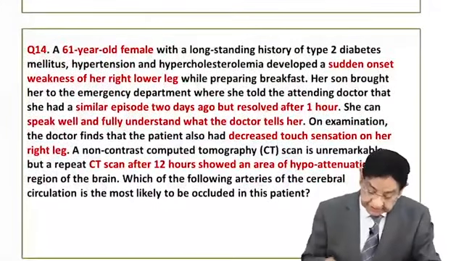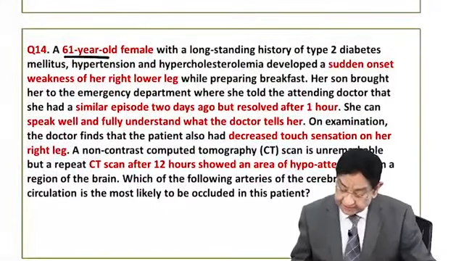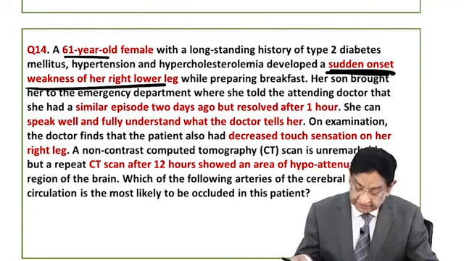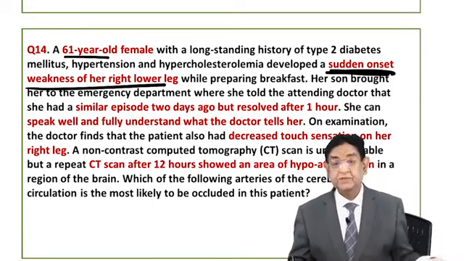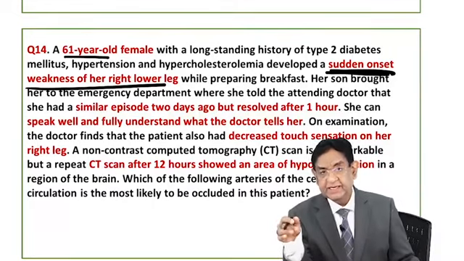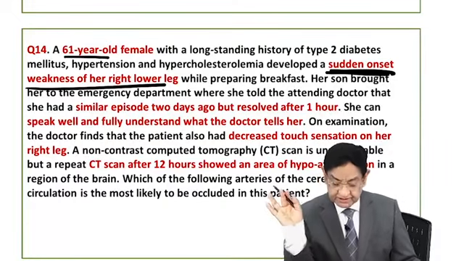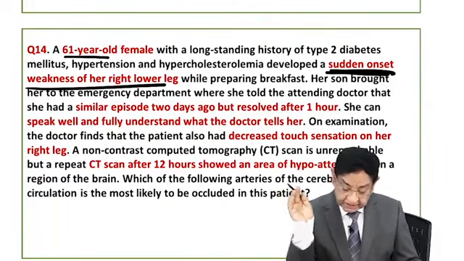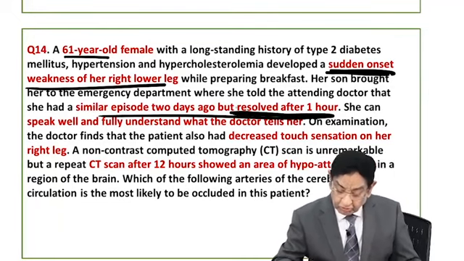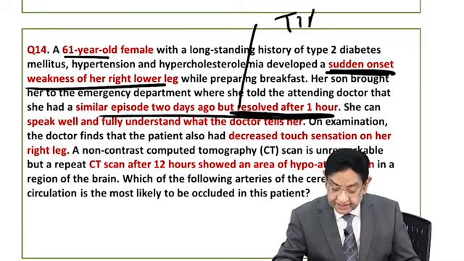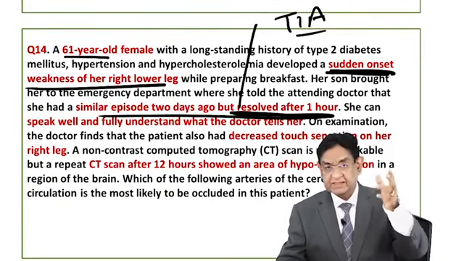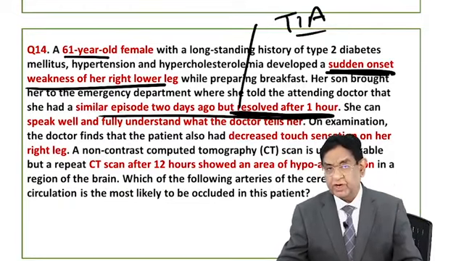Question 14, again a 61-year-old lady with sudden onset of weakness, right lower leg. So it is a stroke. As per definition, anything of sudden onset in neurology is a vascular phenomenon. She had 2 episodes over 2 days, but each resolved within 1 hour. So she is a case of TIA, transient ischemic attack, a deficit that resolves within 24 hours.